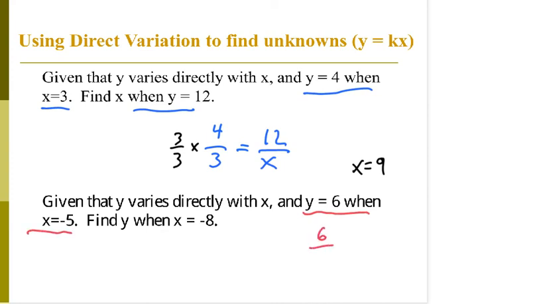So the best way in this case to solve for y, the only thing that would probably make sense here, is for us to do a cross product. We know that with a proportion, the cross products are equal. So if we multiply diagonally, 6 times negative 8 has to equal negative 5 times y. 6 times negative 8 is negative 48, so negative 48 has to equal this product, negative 5 times y, which we're going to write as negative 5y.